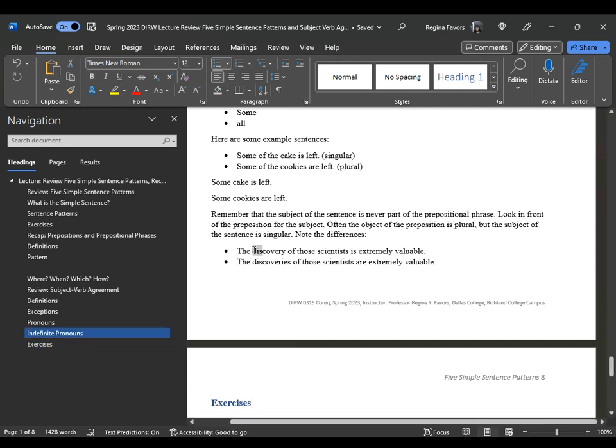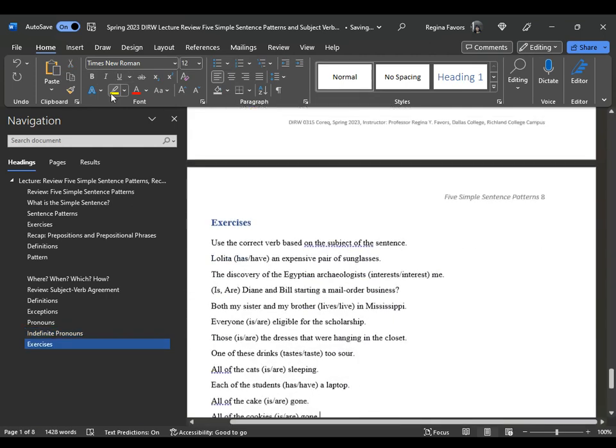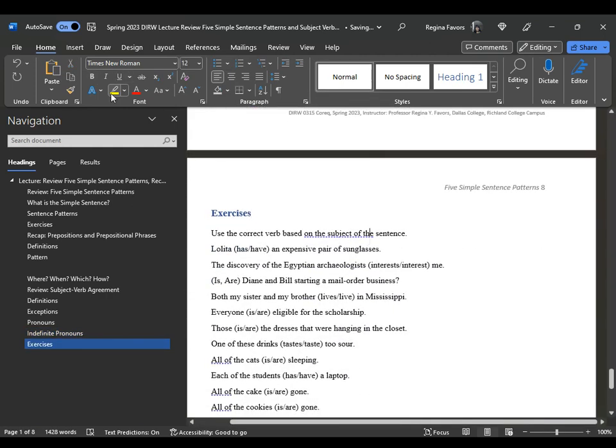So the subject of the sentence is discovery. So that's one type of discovery. It's in singular form. So then the verb is going to be singular. But now we have more than one type of discovery. We have discoveries. So that's in plural form. And so therefore the verb is going to be in plural form. Okay, so let's look at some exercises. Use the correct verb based on the subject of the sentence.